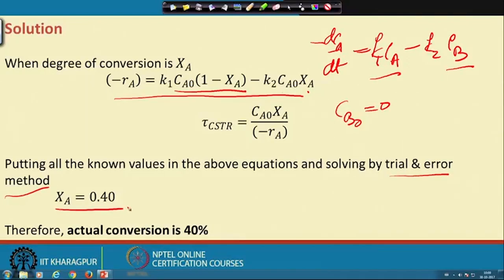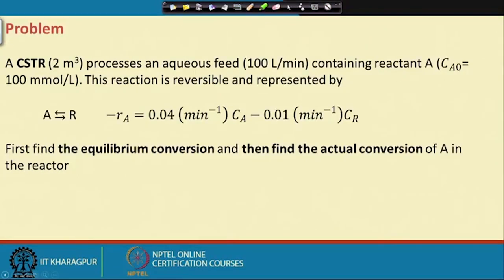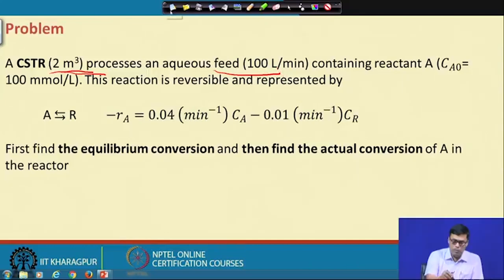Now, in this problem, we have here, you can see that this is the CSTR volume and this is the aqueous flow rate. So, from that we can easily find out tau CSTR, that you can calculate.